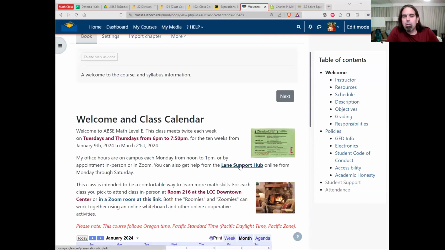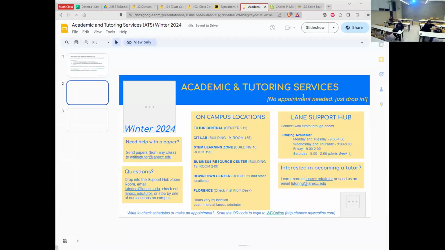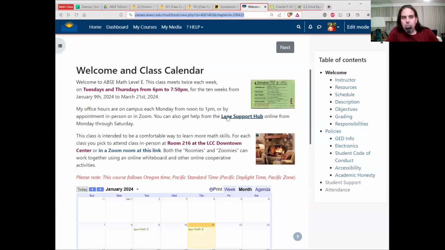Yes, Lane Support Hub. When you go to the welcome and class calendar, right on the first page under the e-ticket, you click on Lane Support Hub and it gives you this nice thing that they made up that talks all about all the tutoring things on one page. I can even put that in chat if people want that right now to bookmark. That slide with all of their stuff is this link, Lane Support Hub, right there.